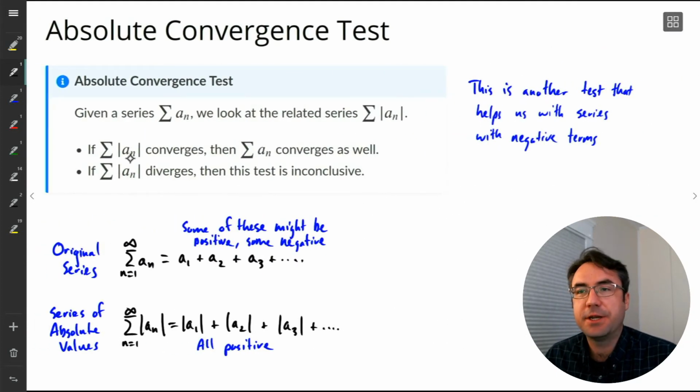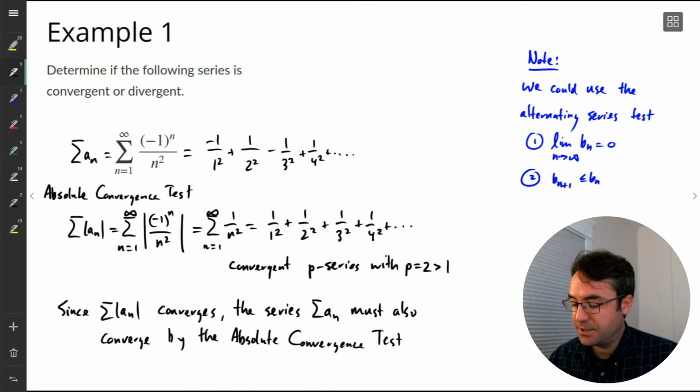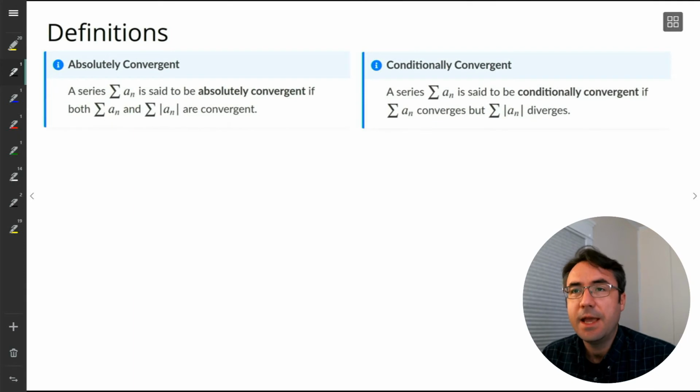there's something special here about when this new series, sigma absolute value an, converges. So we want to develop some terminology for when this happens. It doesn't always happen, and we'll see some examples where this absolute value series does not converge. So we want to develop some special terminology, and we're going to introduce two definitions.